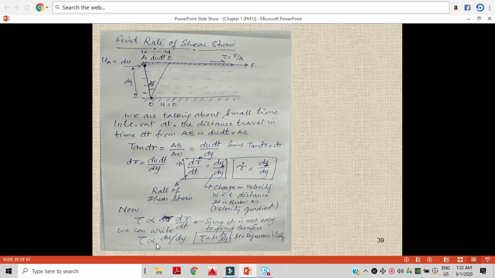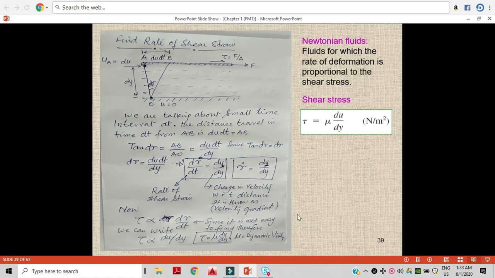When we remove the proportionality sign, we end up with a constant, mu, which is the dynamic viscosity. So this is Newton's law of viscosity: tau is equal to mu du by dy, where mu is the dynamic viscosity.